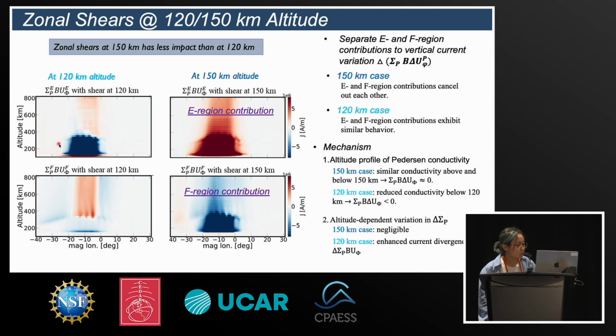And finally, we examine the altitude. The altitude works through the conductivity altitudinal profile. Overall, if we set up the neutral wind shear node at 150 kilometers, we will see a minor effect. This is because the Pedersen conductivity above and below the 150 kilometers is more comparable. So that will drive a comparable but opposite current difference, and they'll cancel out each other.